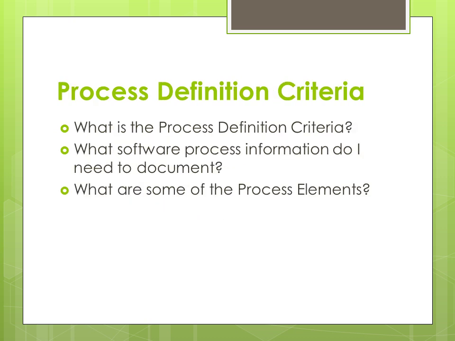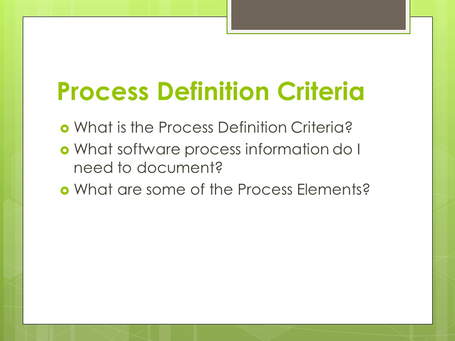What are the process definition criteria? Process definition criteria are the set of process elements that must be included in a software process description for it to be used by the people performing the process. To establish the criteria, you are asking the question, what software process information do I need to document?